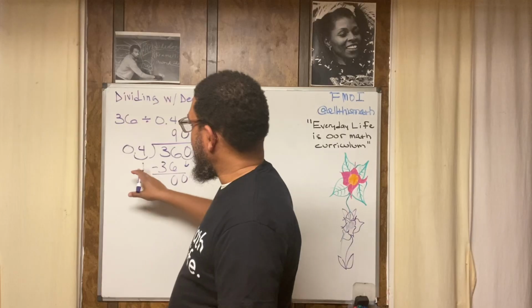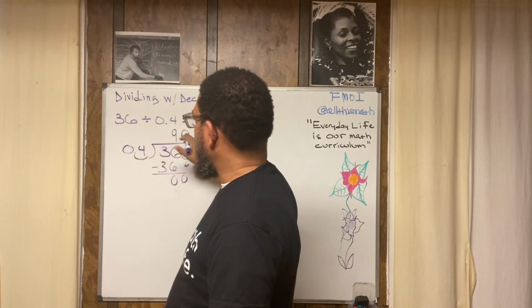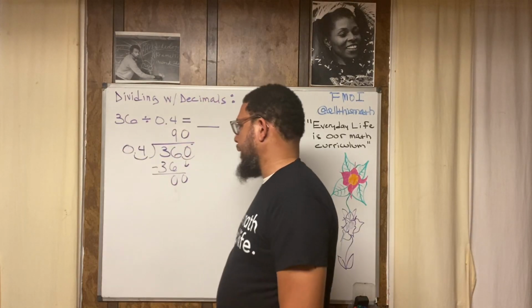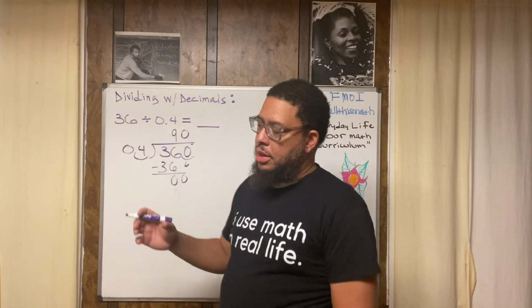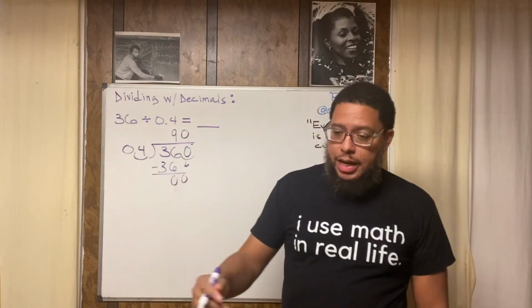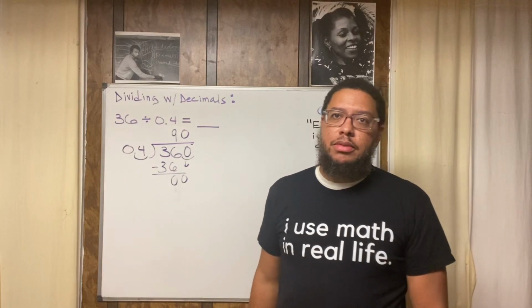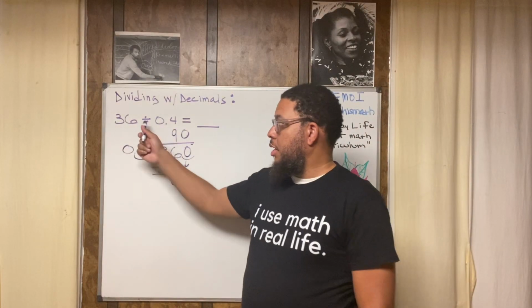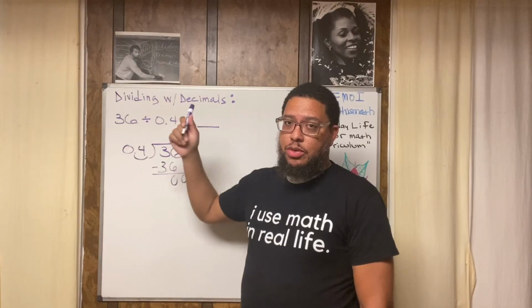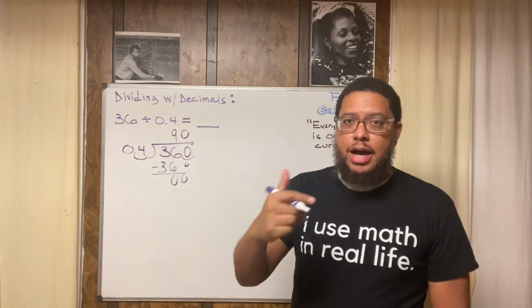All right, so that means that 36 divided by 0.4 is 90. So 40 cents, 90 groups of 40 cents will give you $36. Quarter, dime, and a nickel.